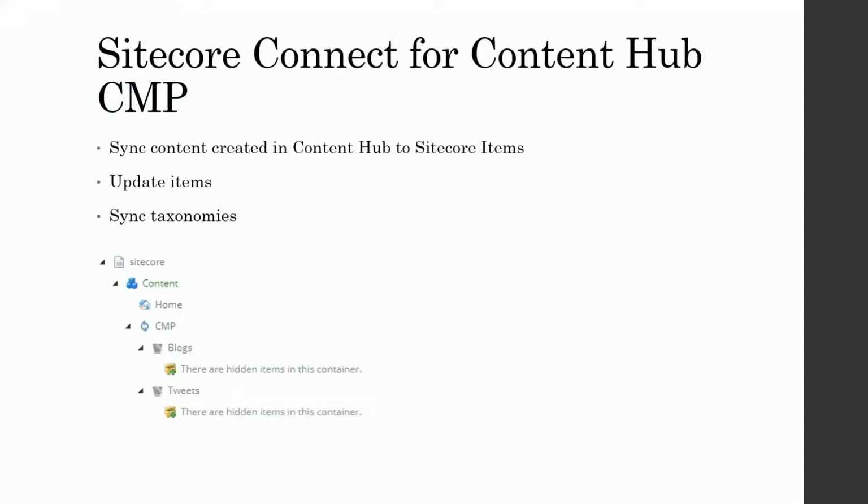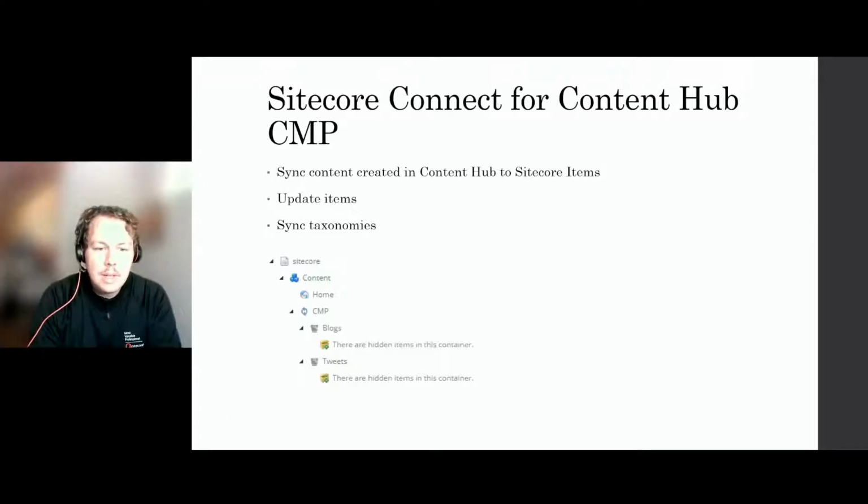So the second portion of this connector, I'm just going to keep it with the basics here, is the CMP bit. And here you can sync content entities from Content Hub into Sitecore items. You can set up mappings between templates and fields and Content Hub entities and fields. And you can sync them, and it nicely synchronizes them into buckets in your Sitecore tree for you to then do things with it.